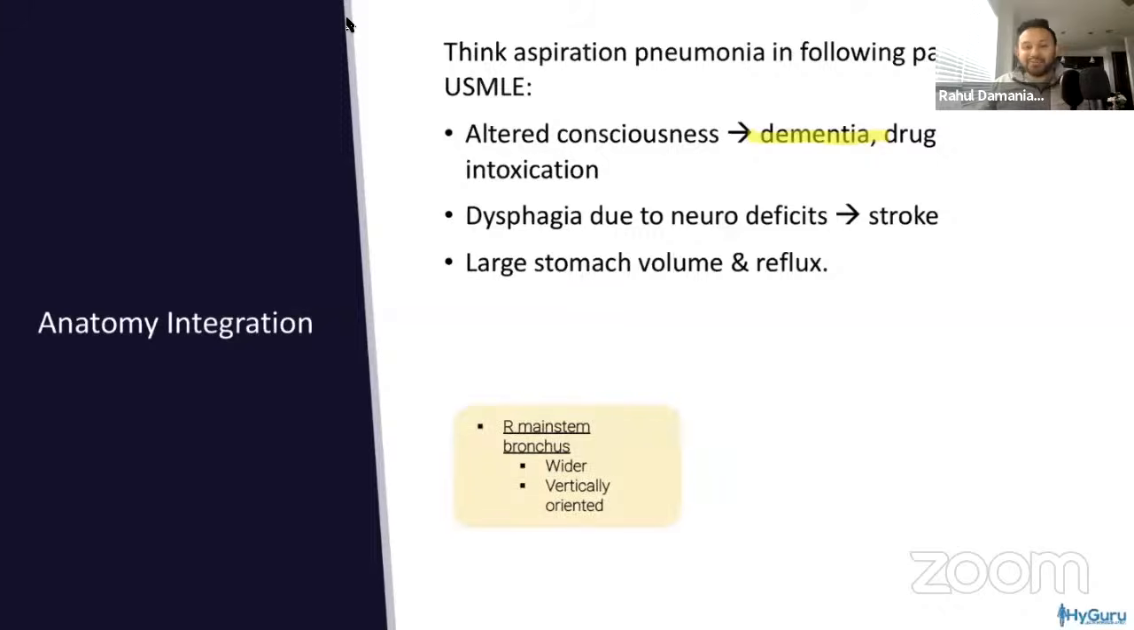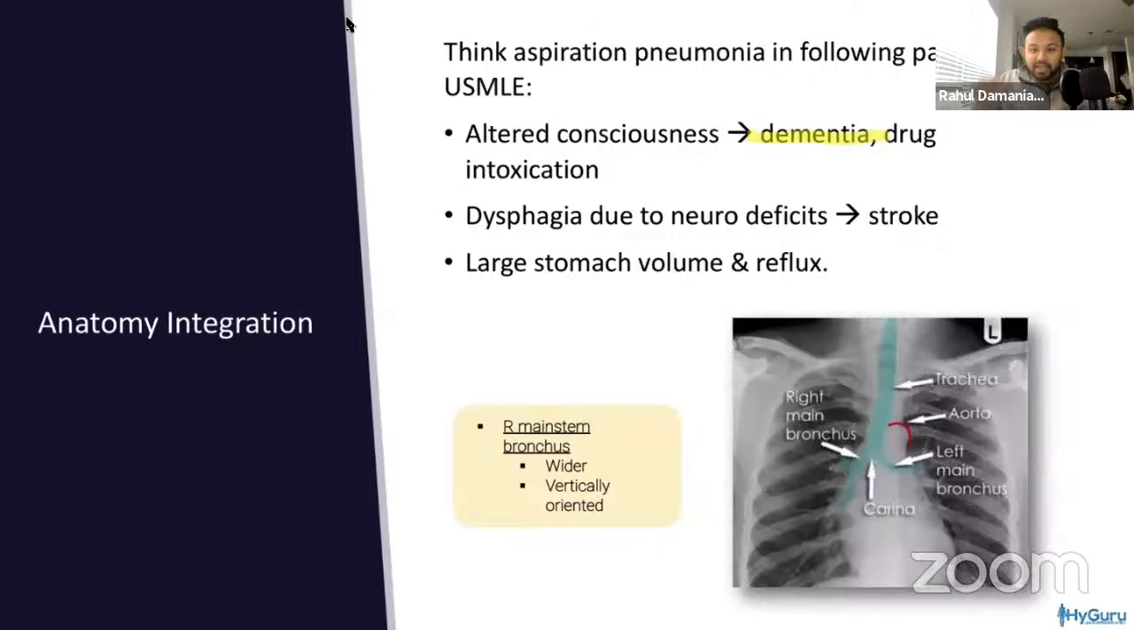Now, what's high yield for us to know is why is aspiration going to be more seen on the right side? Well, it's because the right mainstem bronchus is actually going to be wider and more vertically oriented. And the USMLE really likes for you to know that. Remember that typically it's going to be in the right lower lobe. However, it depends on whether you're going to be standing or supine when you have aspiration.